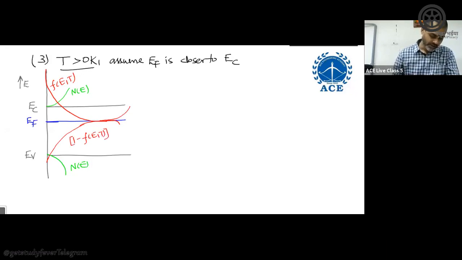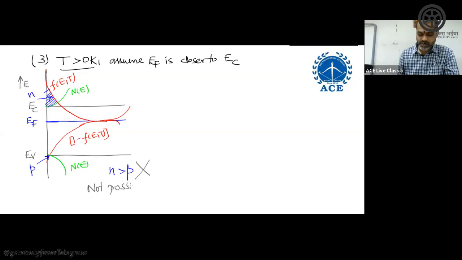Now what are the concentrations here? If you take this area, what am I going to get? Concentration of electrons. And this small area is going to represent the concentration of holes. According to this, N is going to be greater than P. But is this correct? This is also wrong, not possible. Why? Because it is an intrinsic semiconductor material, N must be equal to P.